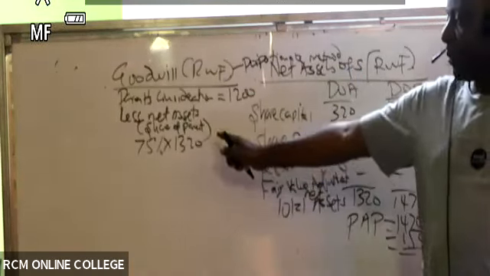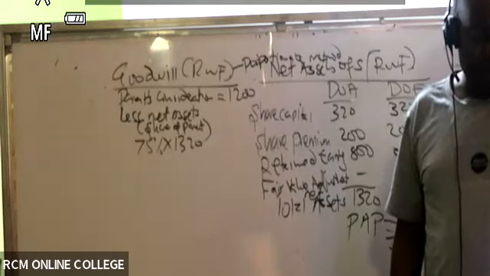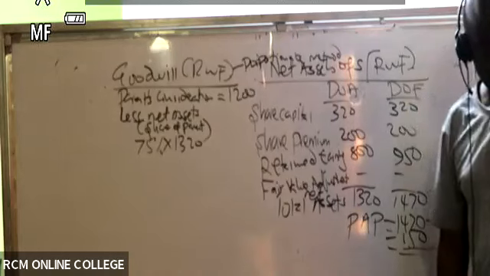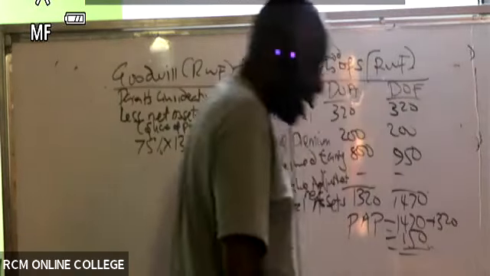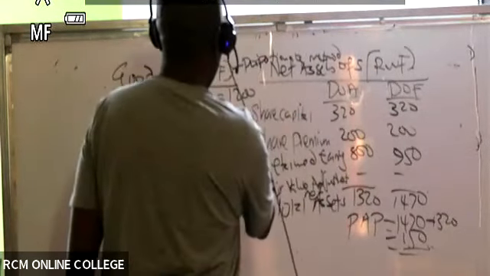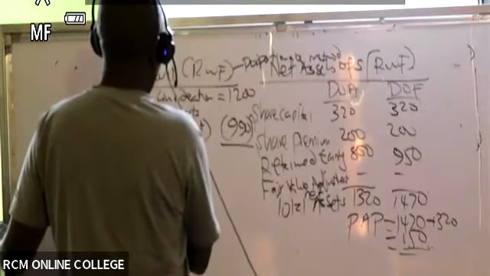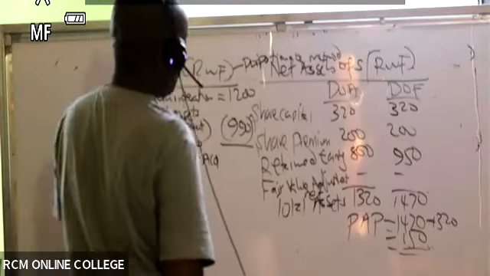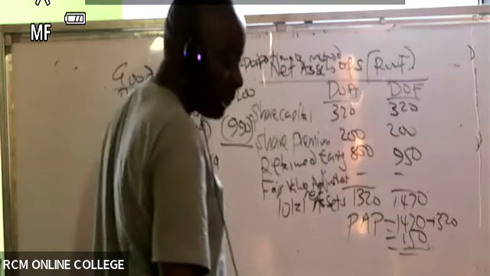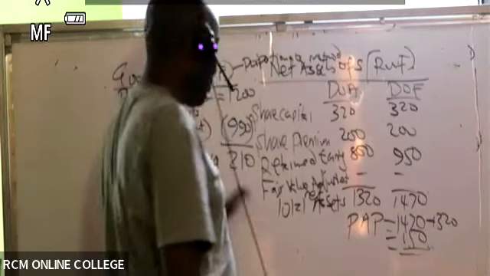So 75% times 1320 gives me what figure? 990, right? So we have here 990. When you subtract like that, then you should be able to get goodwill at acquisition. Is there somebody who is able to give me this goodwill at acquisition? 1200 minus 990? 210. So this is one approach. I'll be subtracting the impairments.